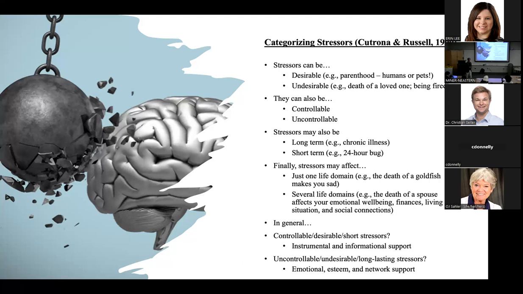Absolutely. So, what specific... I think we might be in a place where we actually can implement all five to some capacity, right? To the extent that we believe that controlling the gangrene is possible, we're probably very much in instrumental informational support land. But we're not just taking an engine out of a car here, right? It is important that we address these other things too. So what things could we do to focus on emotional, esteem, and network support in this particular patient case?